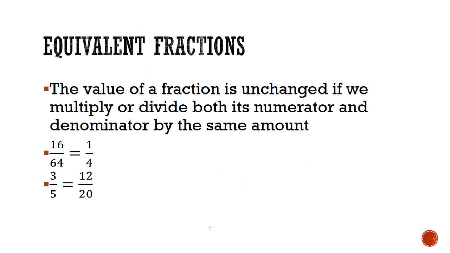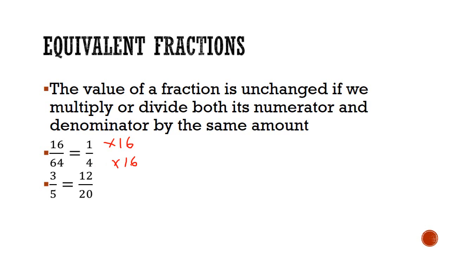And these other examples show that, okay, 16/64 is the same as 1/4. 1 multiplied by 16 will give you 16, and 4 multiplied by 16 will give you 64. Because if we multiply both the numerator and denominator by the same number, we'll get the other fraction, then these two fractions are equivalent.